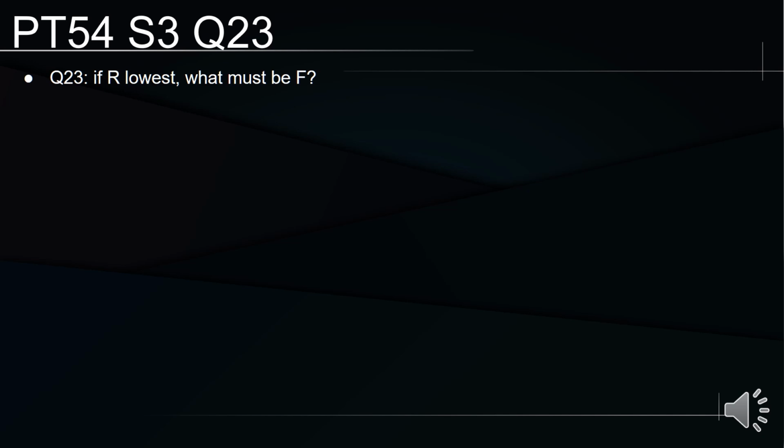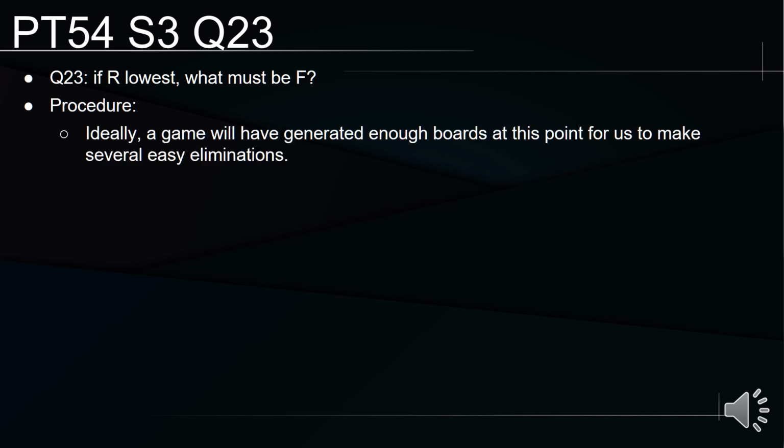So question 23 is an if question. It is not an open-ended question. It tells us if R is the lowest in cost, what must be false on the basis of that? So the procedure for this, ideally, is very similar to basically any other game, especially the one that I did in the Logic Games demonstration before.